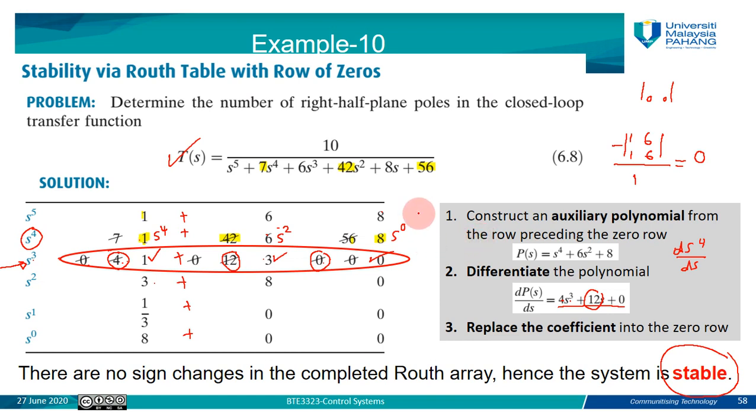Okay, so this is how to deal with an entire row of zeros. You go one step back and write the equation for the row before the entire row of zeros. After you write the equation, you differentiate it with respect to s. Then you take the coefficients and substitute them into the row of zeros, from the coefficient of the highest order to the coefficient of the lowest order. Then you continue constructing your Routh table and decide whether your system is stable or not.